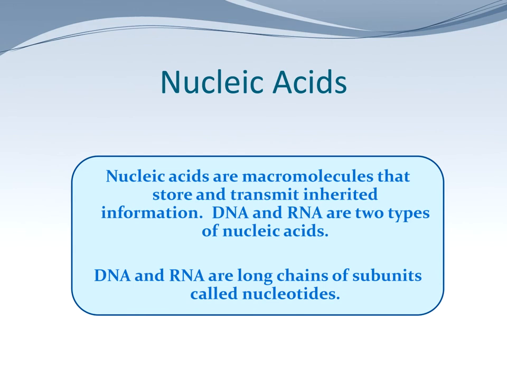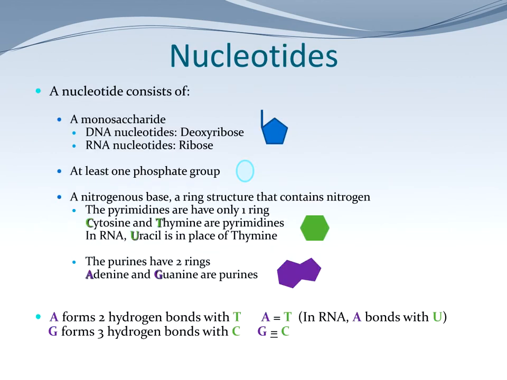Nucleic acids act as a form of information storage. They can be passed on from one cell to another and from one organism to another. There are 2 major types of nucleic acids. One is called DNA and the other is called RNA. Both DNA and RNA consist of long chains of monomers called nucleotides. DNA and RNA nucleotides consist of 3 major parts.